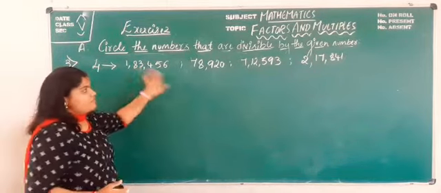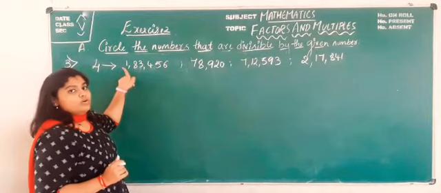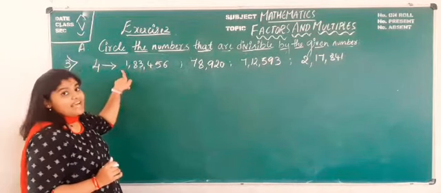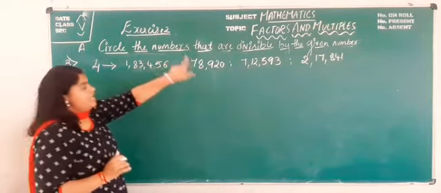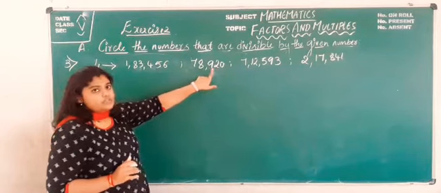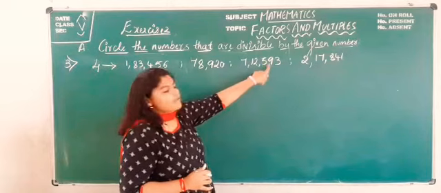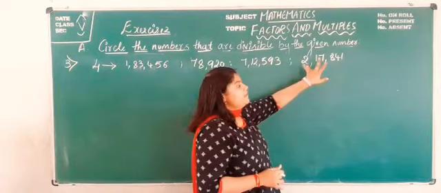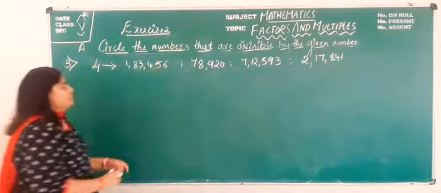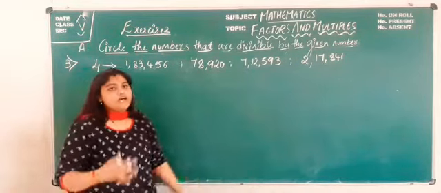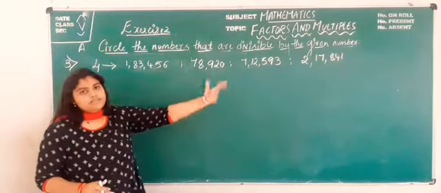Here they have given a few numbers. They have given 4 numbers. One is 1,83,456. Next number we have is 78,920. Next we have 7,12,593. Next we have 2,17,841. Now we have to find out which of these numbers are divisible by 4.